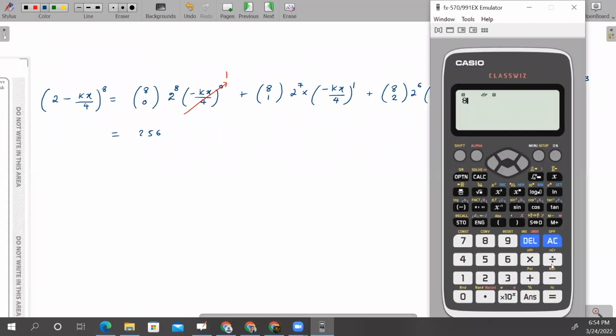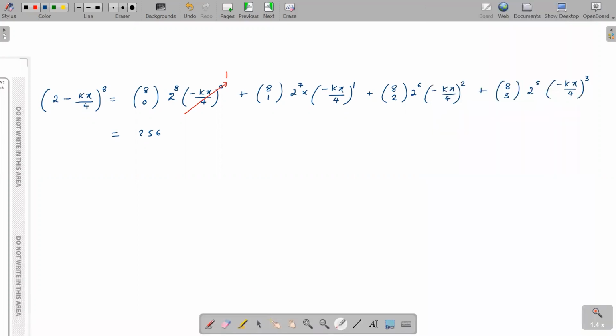So the next one is 8c1 into 2 to the power 7. And then minus kx over 4 we will have to give it manually. So I can take a minus 1 over 4 out from the bracket, do you see? Because I can't give k and x in the calculator, I'll give minus 1 over 4. And then I'll get the coefficient minus 256. And what's the letter? kx. Minus 256 kx. Okay, let's go for the next one.